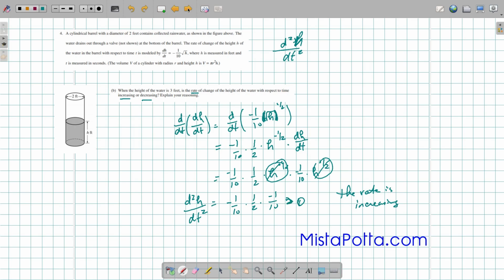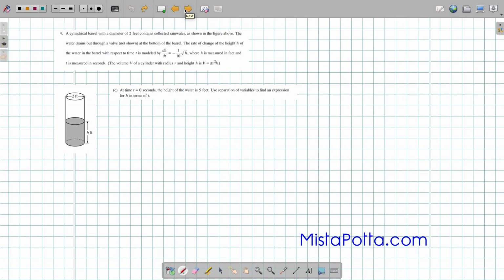So that's part B. Moving on to part C, it says at time t equals 0, the height of the water is 5 feet. Use separation of variables to find an expression for h in terms of t. So I know that dh/dt equals negative 1/10 times h to the 1/2 power. And I'm going to use separation of variables, which means all of my independent variables are going to be on the right side. All my dependent variables are going to be on the left. So I'm going to have dh divided by h to the 1/2 power equals negative 1/10 dt.